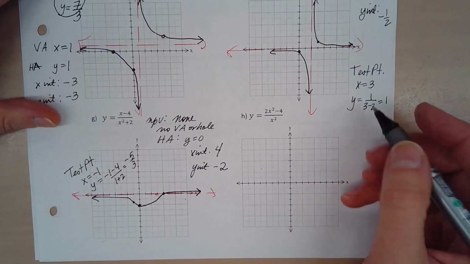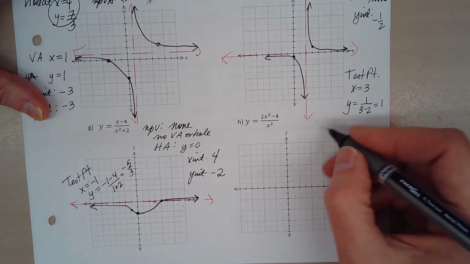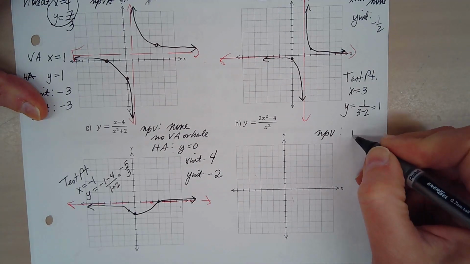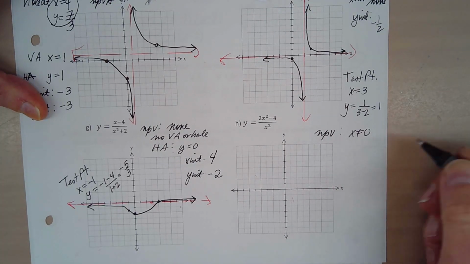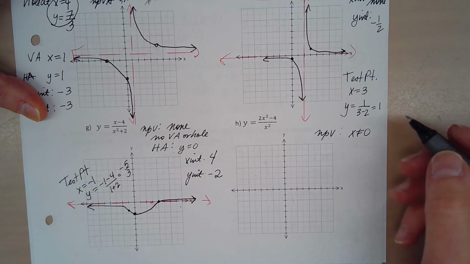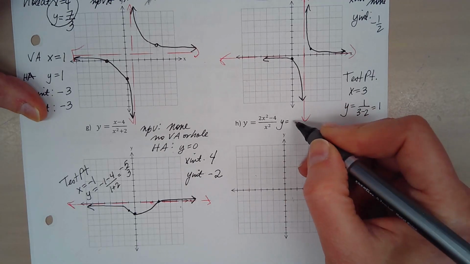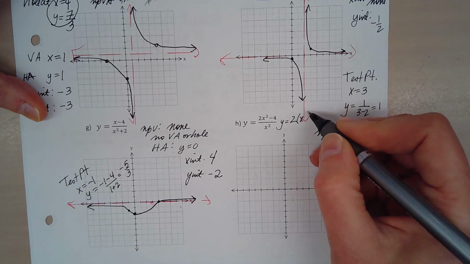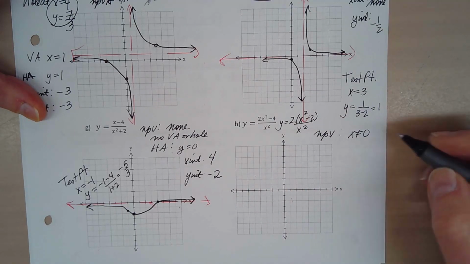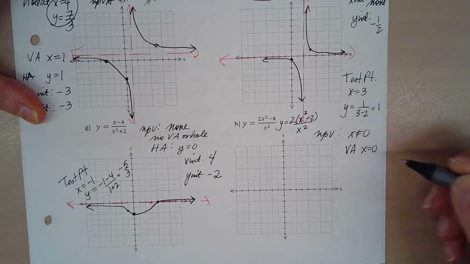Someone else tell me the info. Just shout out. I'm going to list out non-permissible values. Someone shout me out non-permissible values. 0, okay? So is it a vertical asymptote or a hole? I guess I should, can I factor it at all, by the way? I guess I should do that, right? So I'd get x squared minus 2, right? Over x squared. Okay. It's a vertical asymptote, right? Because there's no common factor.